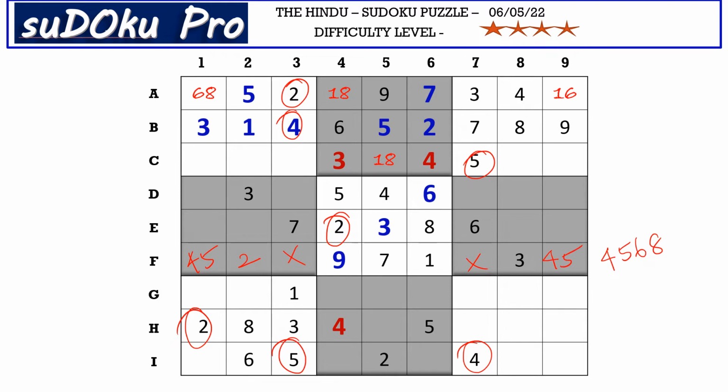So the missing numbers now are 6 and 8, which go in these two cells, F3 and F7. There is a 6 blocking from here. So F7 takes 8 and F3 takes 6.